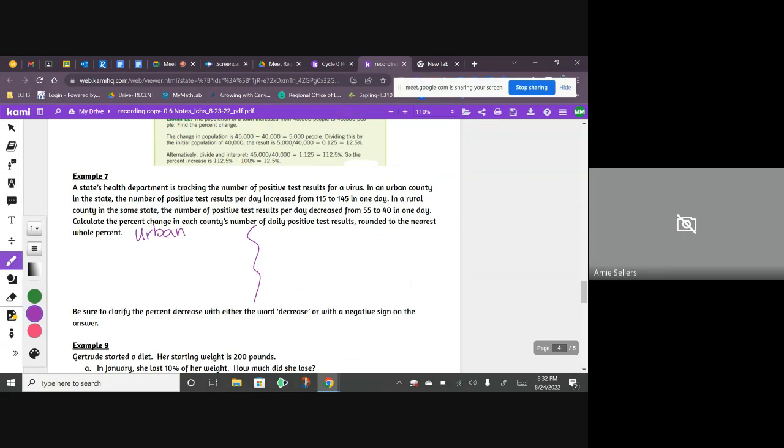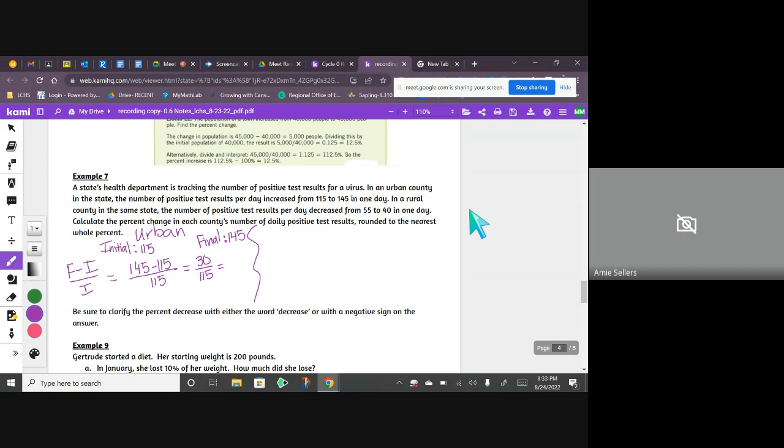So let's go ahead and first do it for the urban county. The first thing I want to make sure that we do is state what was the initial amount and what was the final amount. So the initial amount was 115 and the final amount was 145. So if we use our formula of final minus initial divided by initial, we have 145 minus 115, and make sure that you're dividing it by that initial amount, 115.